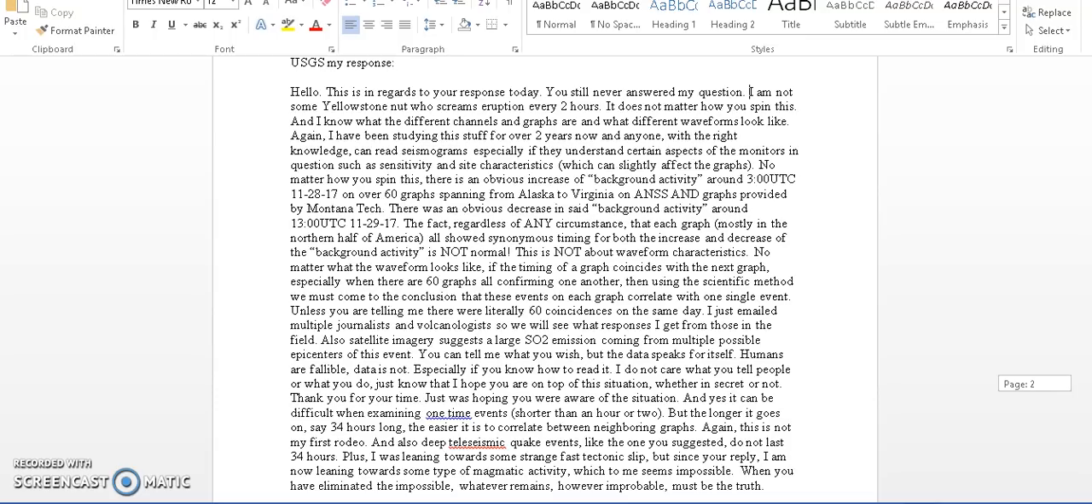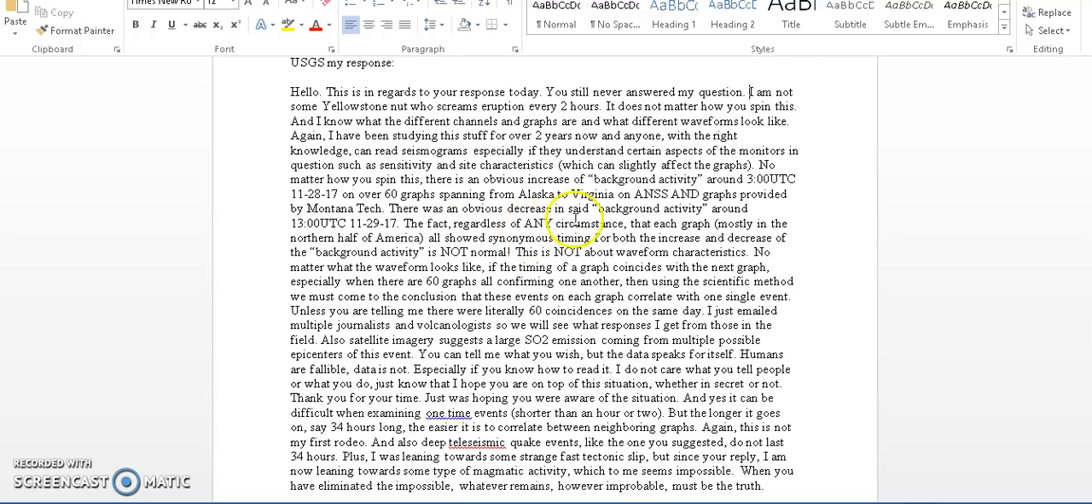No matter how you spin this, there is an obvious increase of quote-unquote background activity around 3 o'clock UTC, November 28, 2017, on over 60 graphs, spanning from Alaska to Virginia on ANSS, and graphs provided by Montana Tech. There was an obvious decrease in said quote-unquote background activity around 1300 UTC on November 29th, 2017.